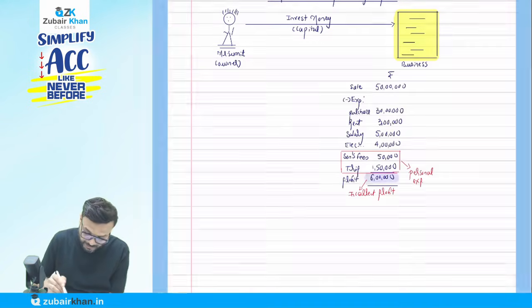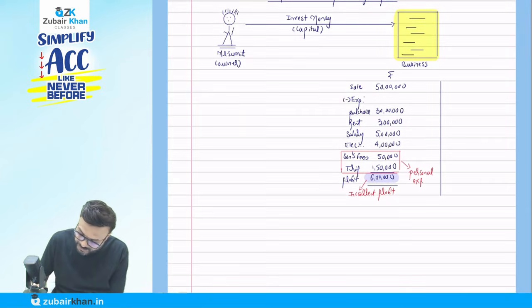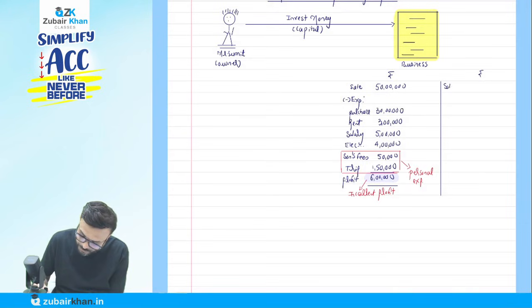No problem. It's incorrect. So they say, no, this is not a correct treatment. Now I will write down the correct treatment. This is sales. That is coming how much here? 50 lakh rupees. I will reduce expenses now.